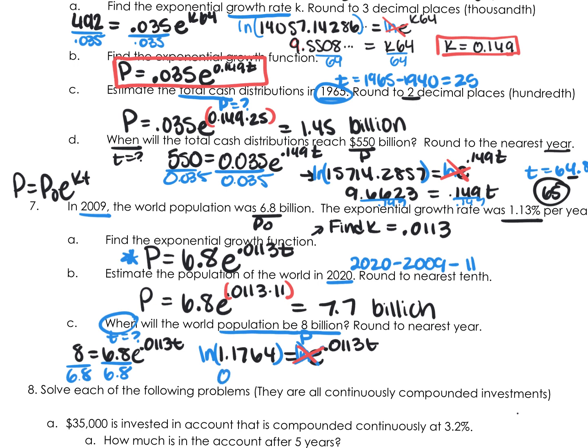So this will be 0.16246. And we'll have 0.0113t. So then the last step will be to divide both sides by 0.0113. So we'll get t is equal to 14.37 years, and it says round to the nearest year, so that will be t equals 14 years.